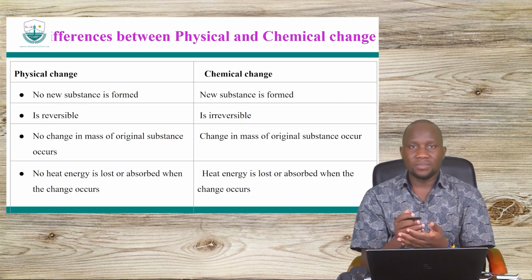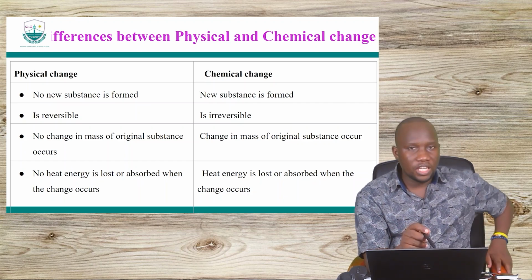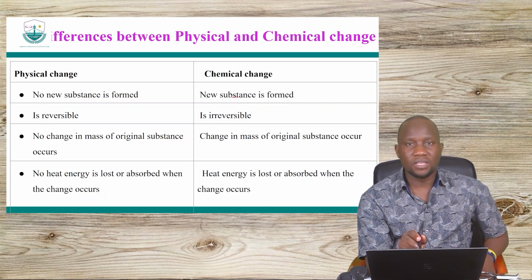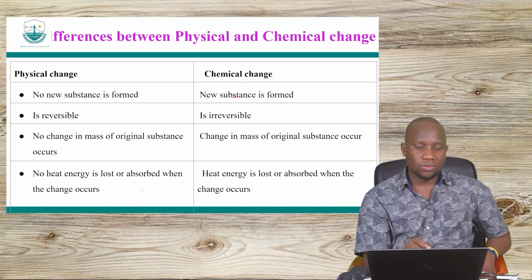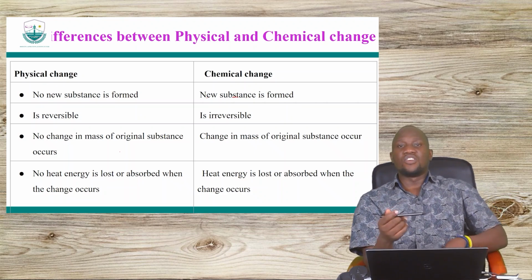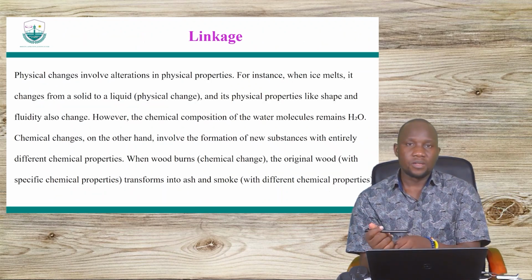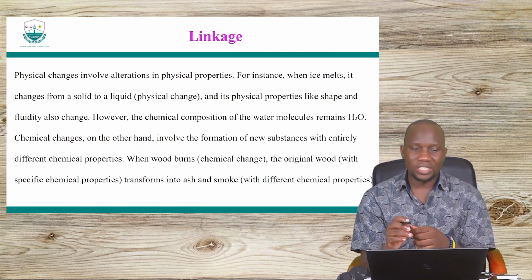Okay, so the key differences: with a physical change, no new substances form. New substances form on this side. This is reversible. You can get the ice from the liquid water. When you burn wood, you can't get wood out of the ash again. Sometimes you have changes in the mass for chemical change. And then here, no heat energy is lost or absorbed when the change happens for physical changes. Here sometimes you have heat that is emitted or absorbed. Okay, so let's think about it again further.